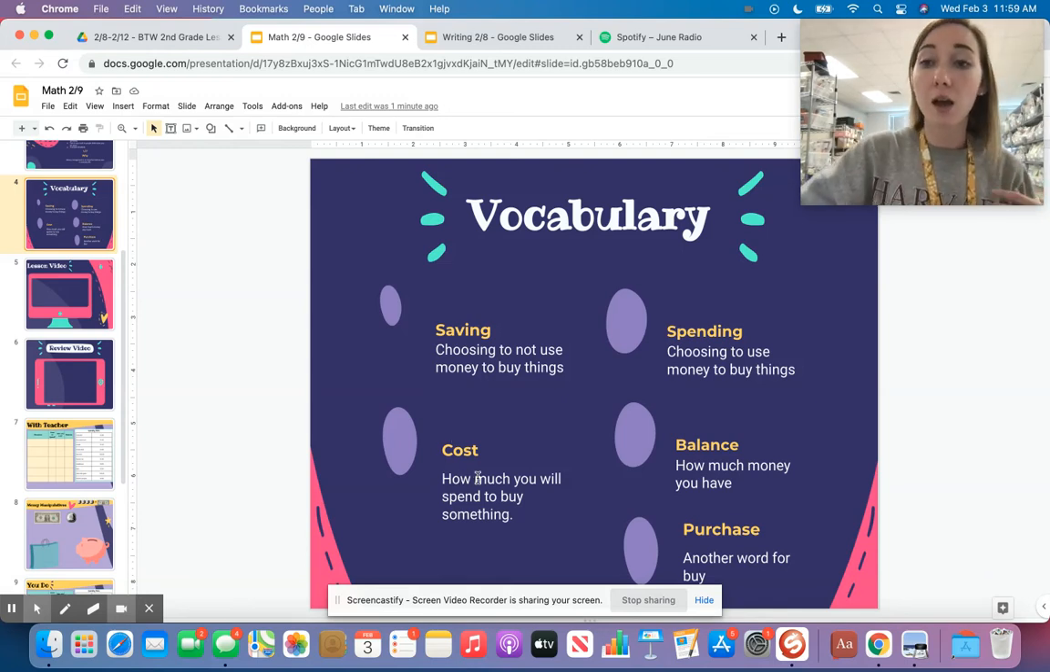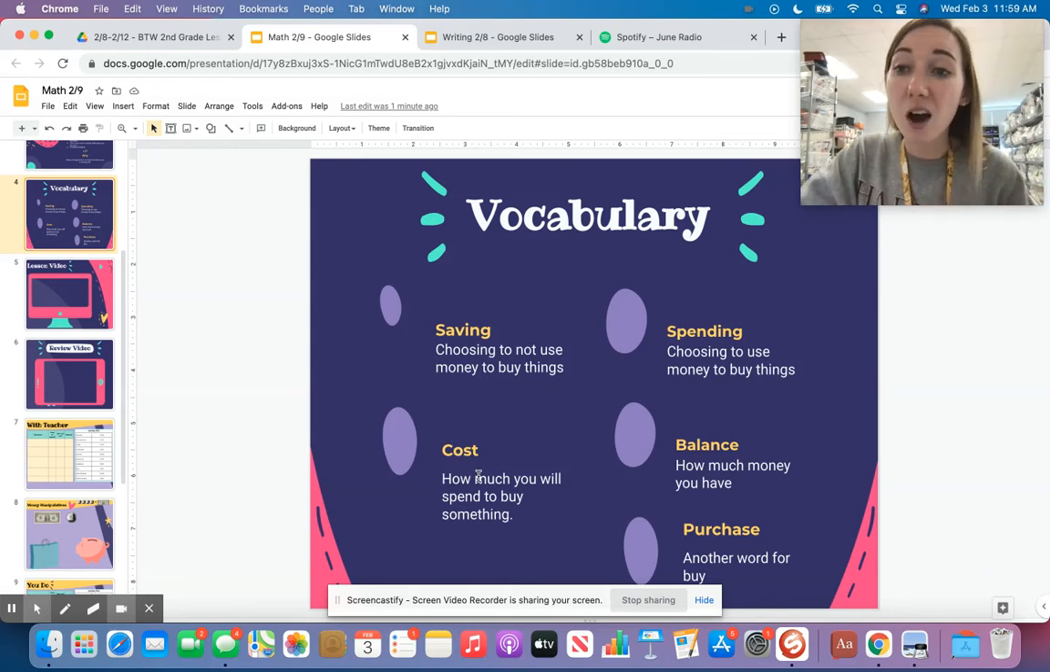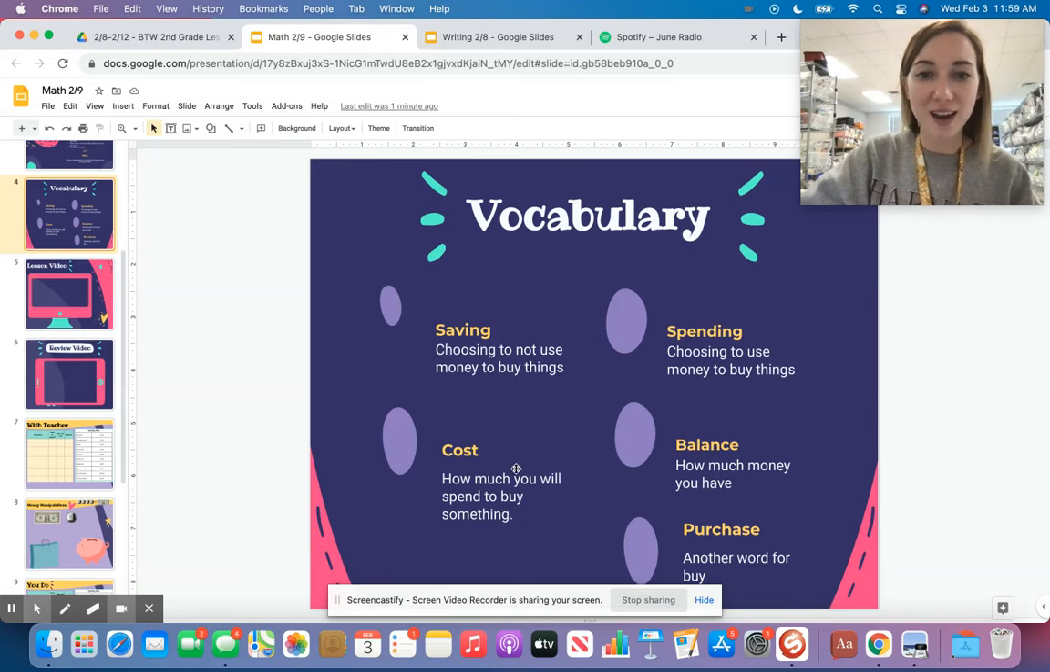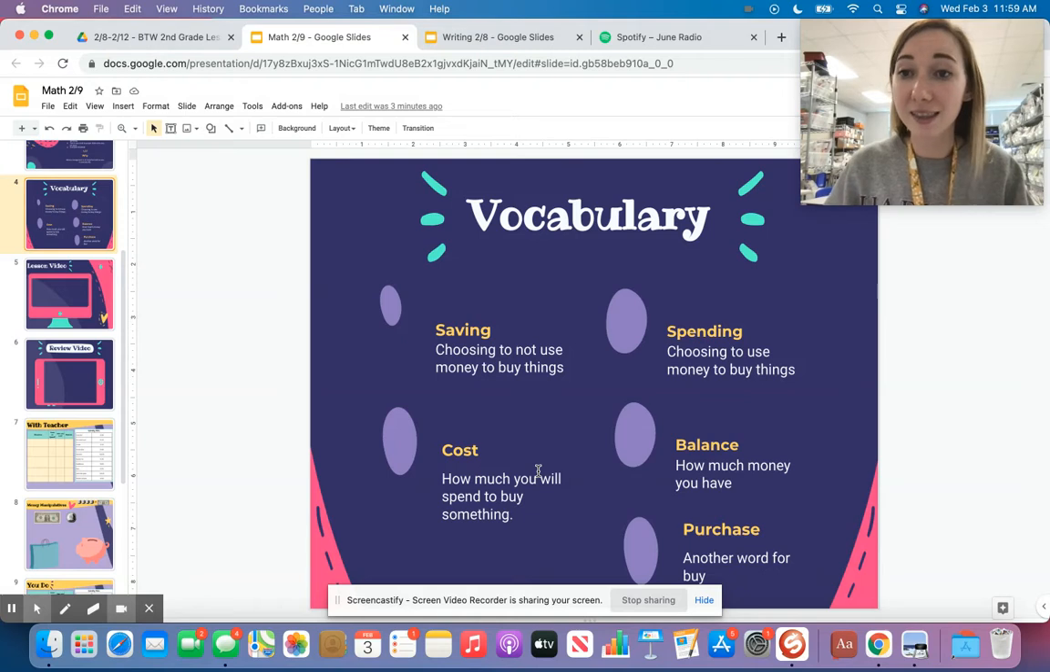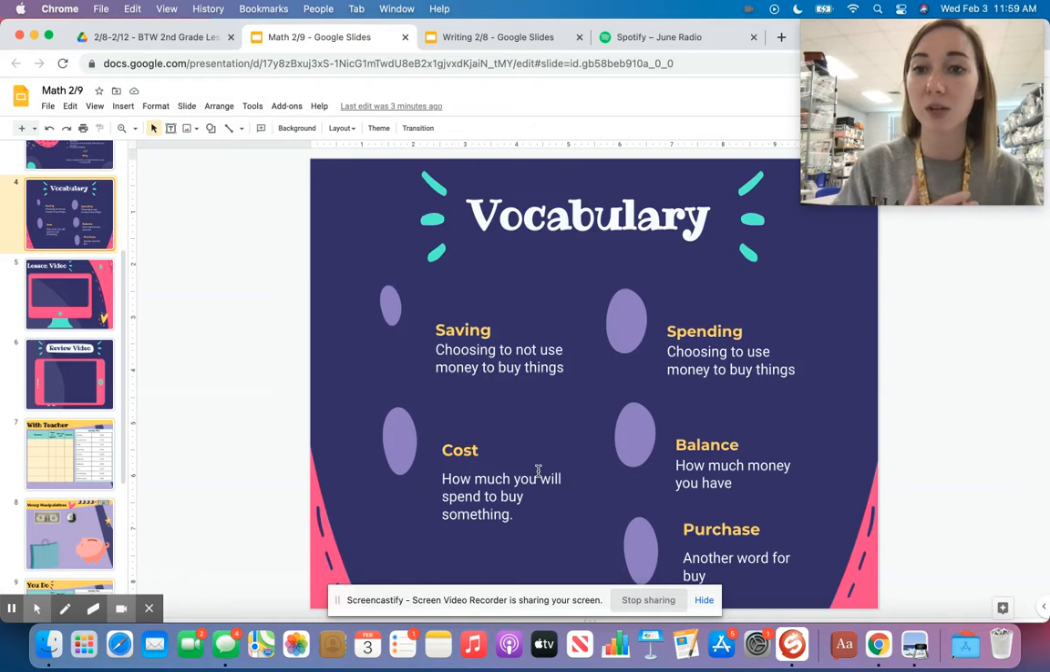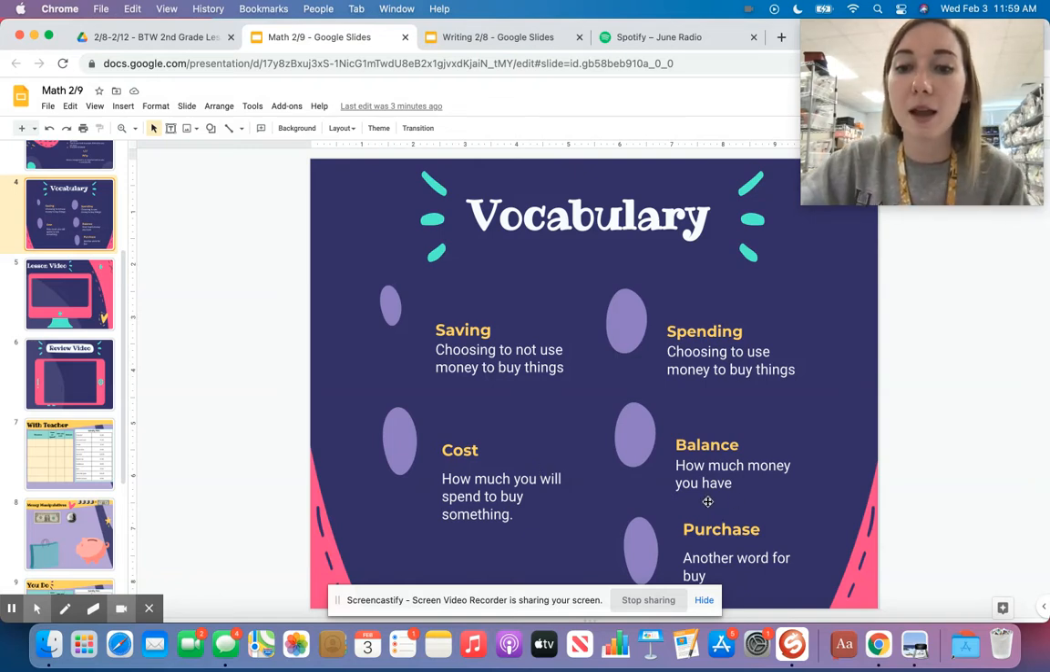We want to talk about new words today. Cost. We've all heard that word, right? Thumbs up if you've heard the word cost. All right, so I see some thumbs up. Cost is just how much money you're going to have to spend to get that thing. That's how much it costs, how much money they're going to require you give them to get the object that you're spending your money for.